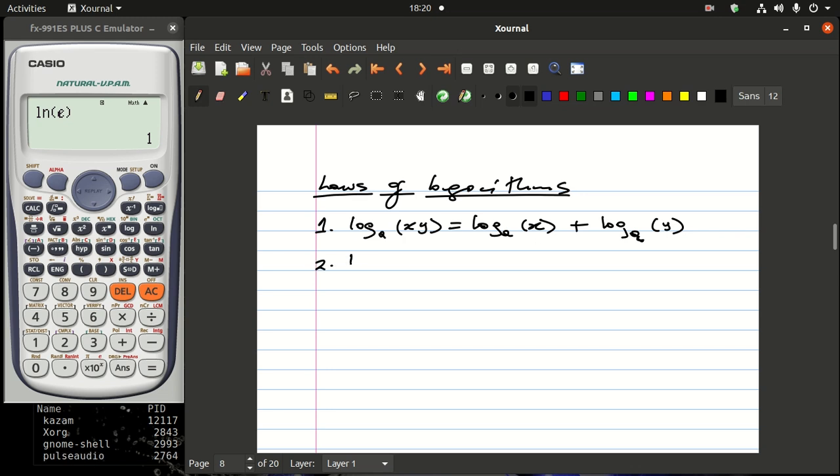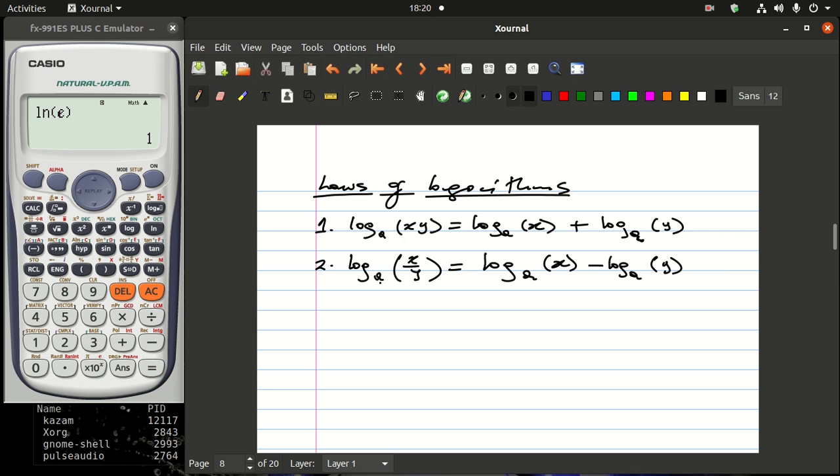And then the second one is if I take the log a of x divided by y, I'm supposed to get a difference of this. Take note that the numerator is the one that goes first, and then you subtract the log a of the denominator.